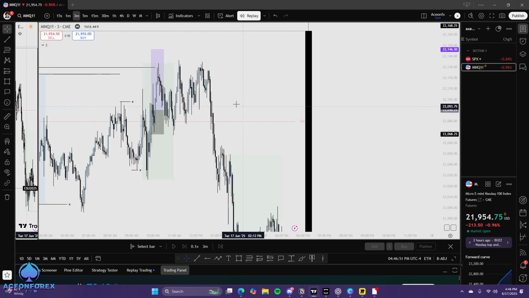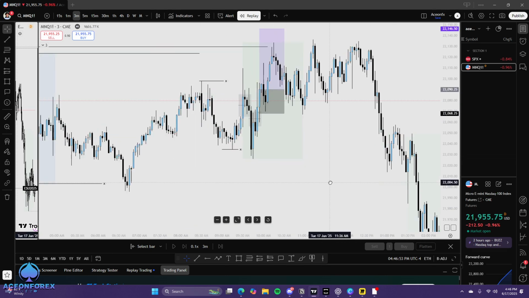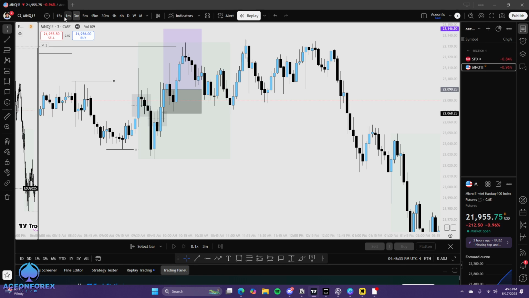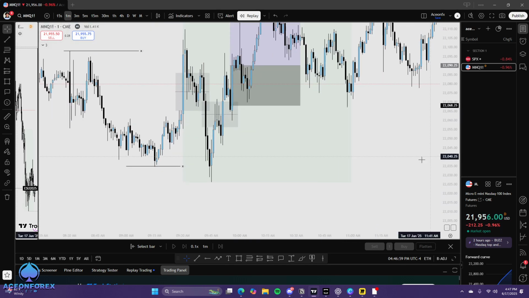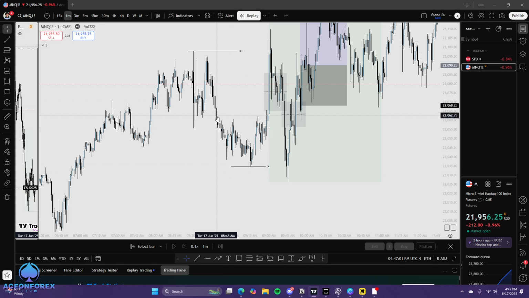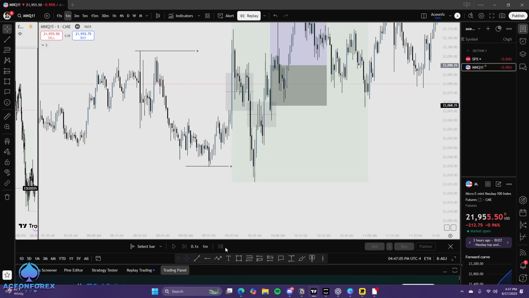And then this is where I was waiting to get to. So these fair value gaps, okay? This is the important part. You don't just go marking up every single fair value gap. You only note the important ones, like around swing points.